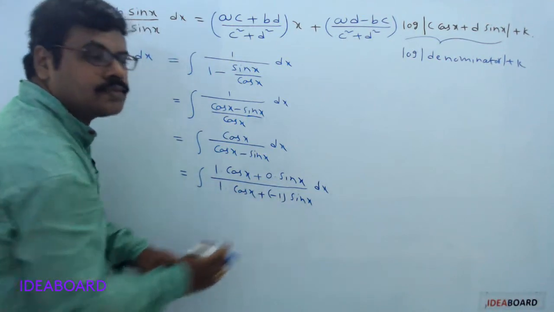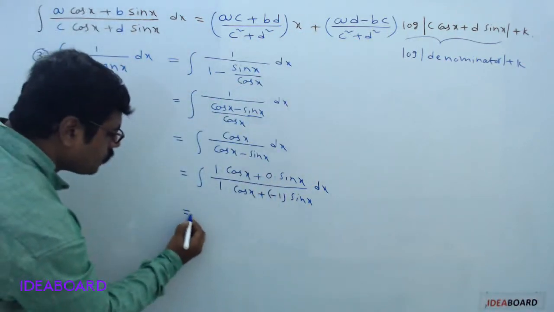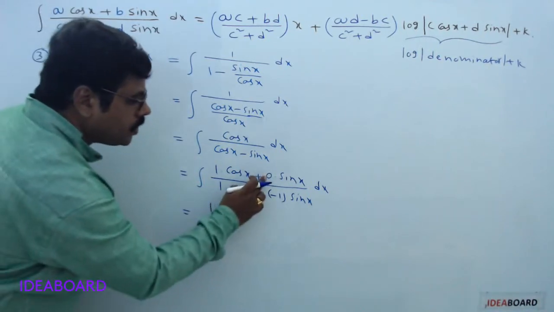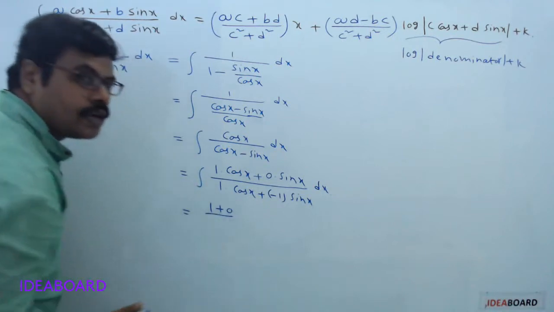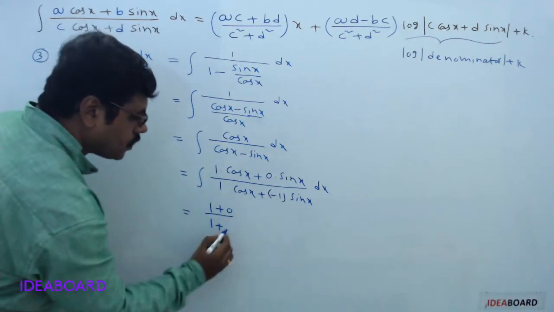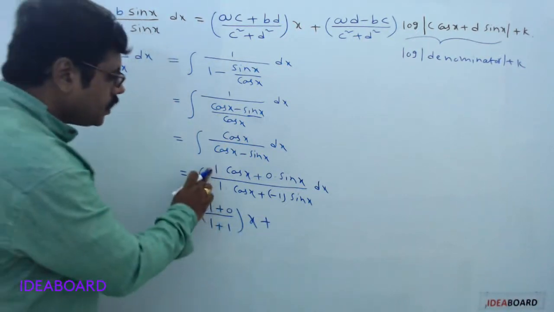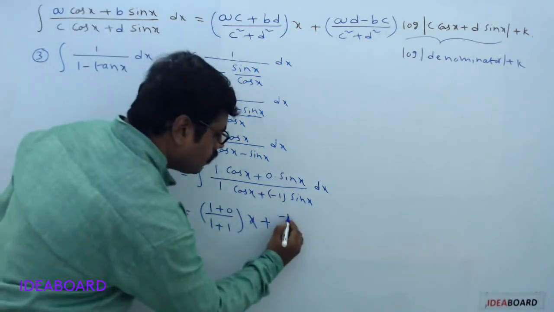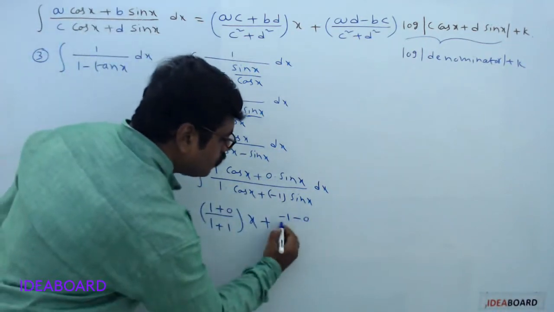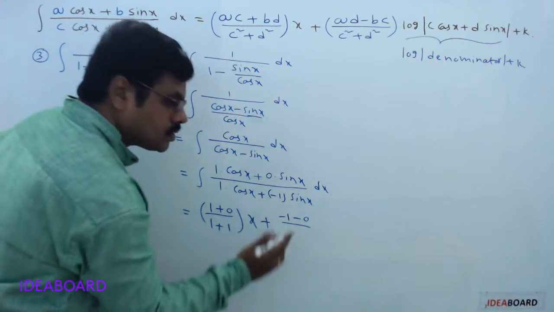Now clearly this integrand is of the form a cos x plus b sin x divided by c cos x plus d sin x. So you can apply this shortcut formula on this one. Now this is equal to, what is the formula? (a into c plus b into d) divided by (c square plus d square) into x, plus (a into d minus b into c) divided by (c square plus d square) into log mod denominator. Here a c is 1 into 1 plus b d is 0, divided by 1 square plus minus 1 whole square, into x, plus a d is 1 into minus 1 minus b c is 0 into 1, that is 0, divided by 1 square plus minus 1 whole square.